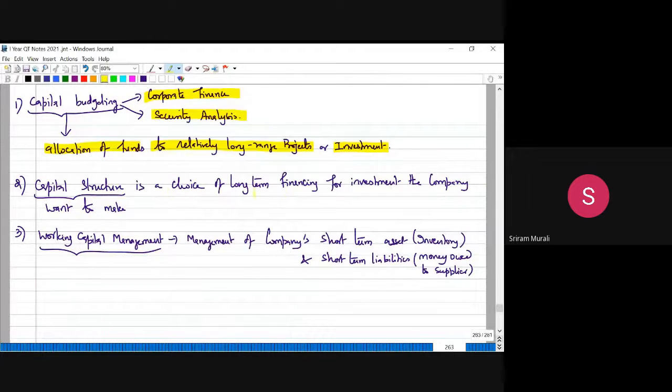Capital structure is a choice of long-term financing for investment in the company. Working capital management is a management of the company's short-term assets, that is inventory, and short-term liabilities, that is money owed to the supplier. So these are the three phenomena you should know.